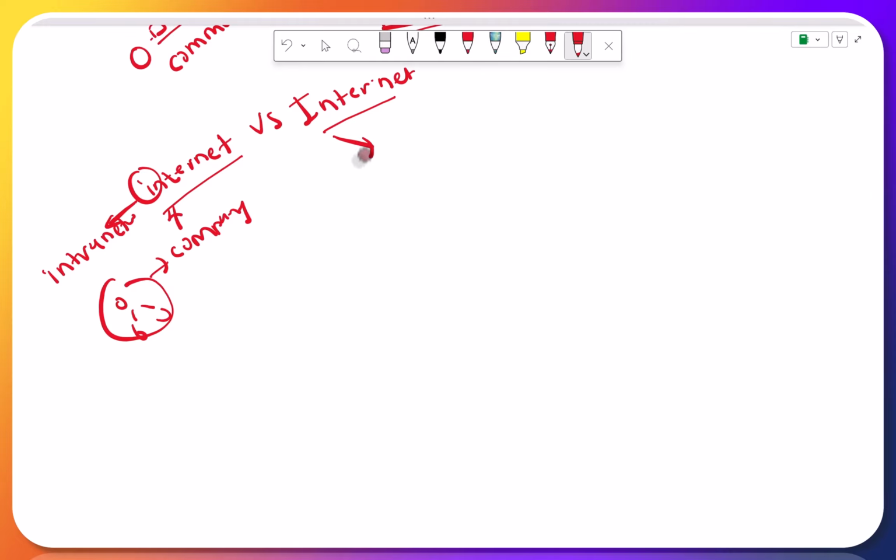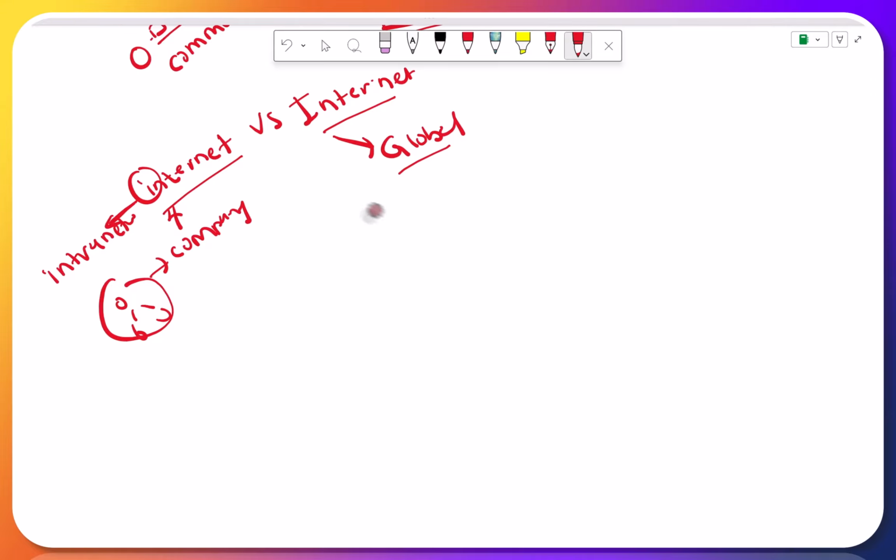But this Internet usually refers to the whole global Internet, right? So it involves all the networks that exist on the globe. That is called the global network. So if somebody has written something using this term, then you understand that they are referring to the global Internet.